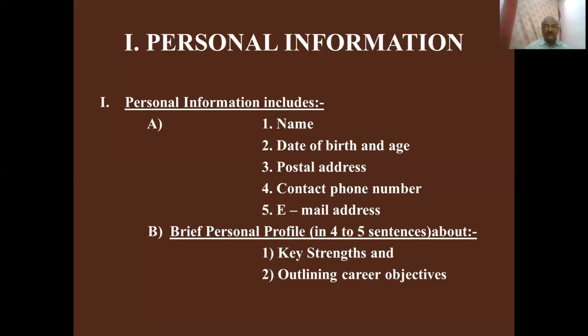There also 5 items are presented under personal information. Here also you are going to present 5 items under personal information. In addition to that, in functional CV, you are going to write a brief personal profile. What are your objectives? This is an extra scope given to that job seeker.